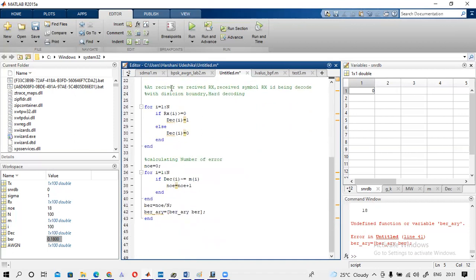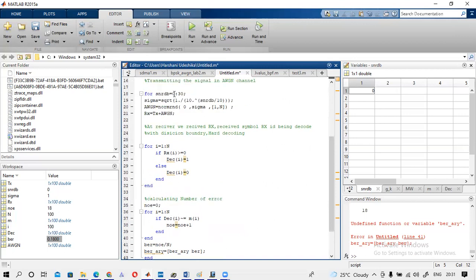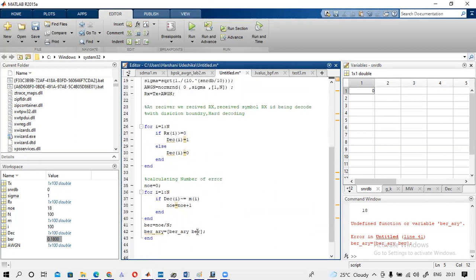Now, when it calculates the bit error rate in every iteration of that for loop, with SNRdB from 0 to 30, it calculates some bit error rate and puts it into this bit error rate array. Okay, so we will see it.